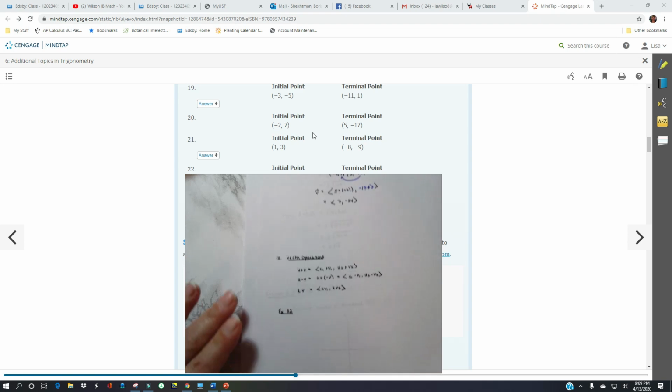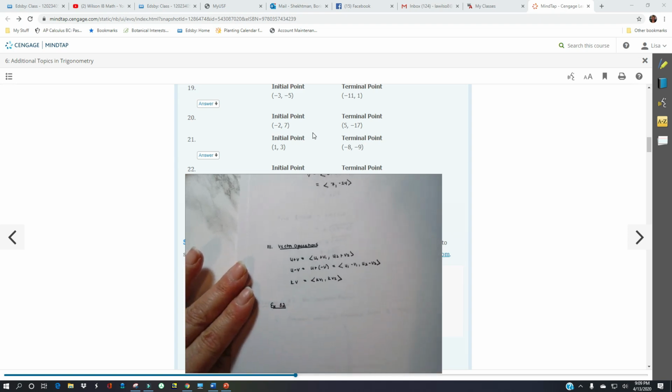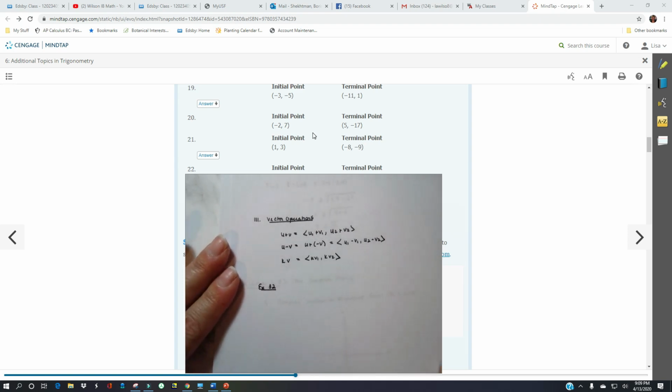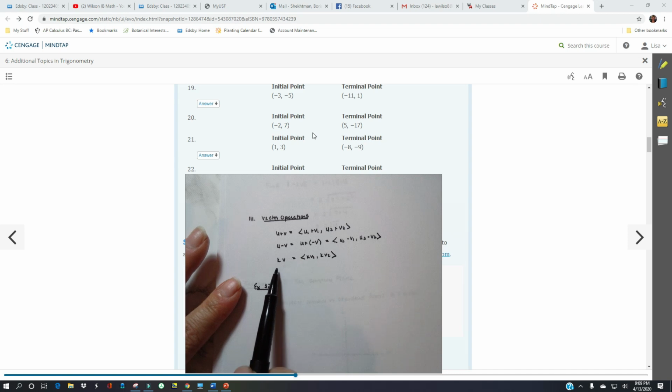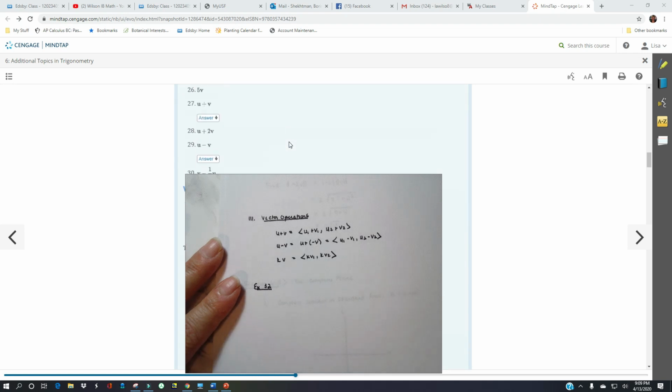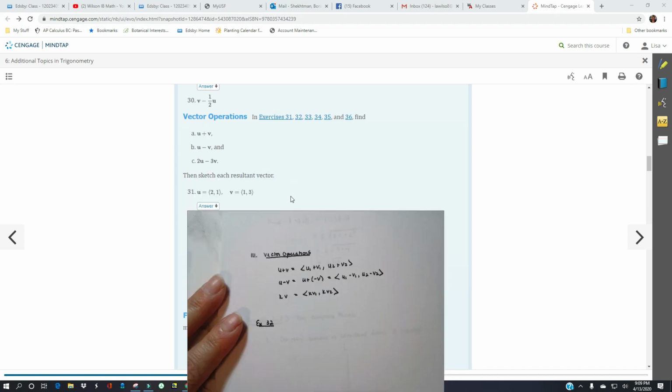Alright, vector operations. You need to know how to add and subtract. So, if you're going to add, you add the same components. If you're going to subtract, you add the opposite of the same components. And if you want to multiply by a scalar, a number, you just multiply the scalar directly in. So in number 32, let me move this down a little bit. What you want to do is find u plus v, u minus v, and 2u minus 3v.